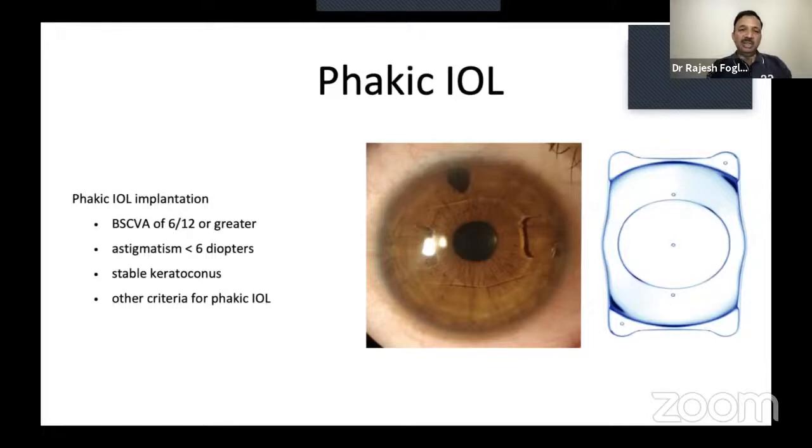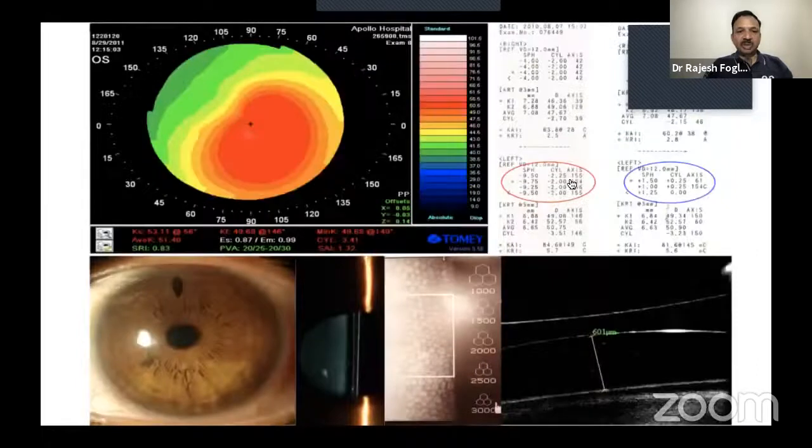The basic indication would be any patient with keratoconus where the best spectacle corrected visual acuity is 6/12 or better, and the patient has to be happy with this 6/12 vision. It shouldn't be that the patient has to strain to read that 6/12; the patient should be very comfortable. The astigmatism should be less than 6 diopters. The keratoconus should be stable and non-progressive. Sometimes you need to do cross-linking prior to considering the phakic IOL. And the other criteria for phakic IOL have to be met in terms of the endothelial cell count, the anterior chamber depth, and so on.